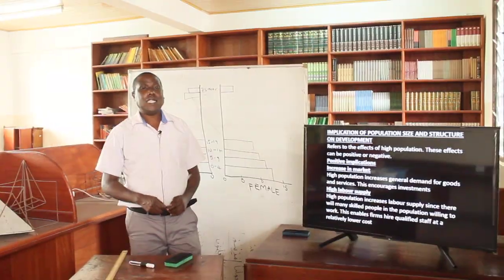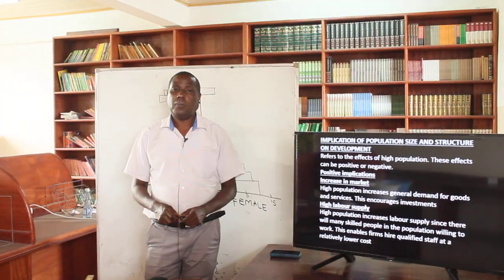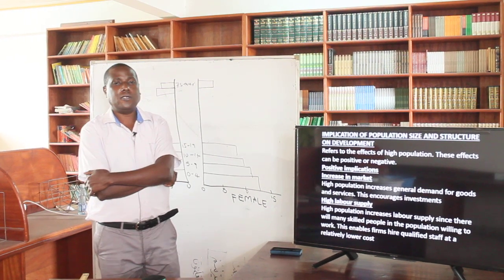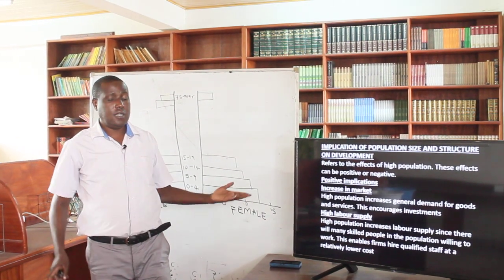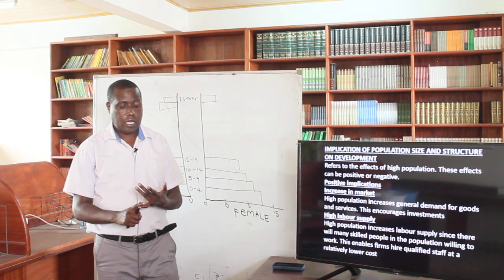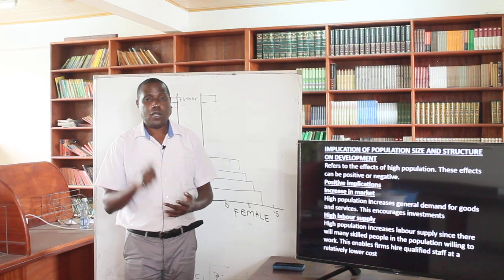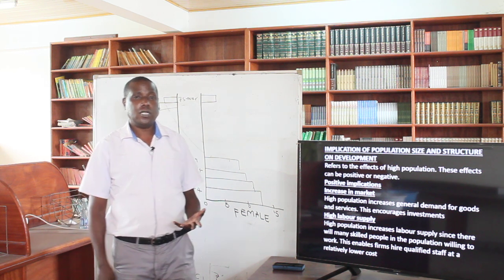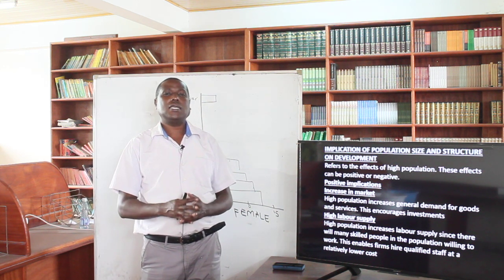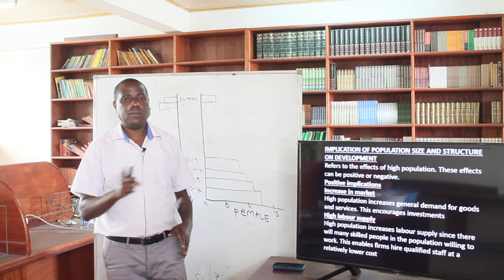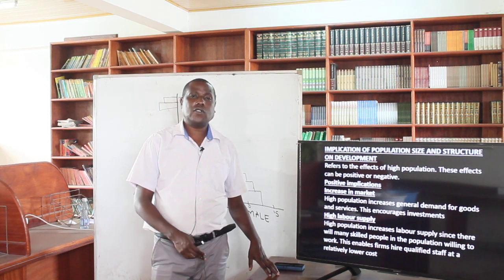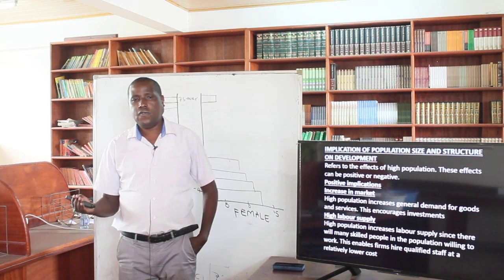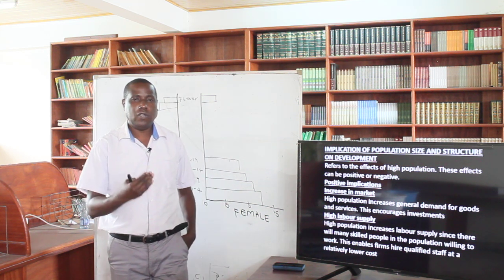Now, what is the implication of population size and structure on development? When we have seen this structure here, according to age, according to sex, according to levels of education, income distribution, what impact does it have on development? Now, this refers to the effects of high population. These effects can be both positive or negative. Let's look at the positive implication.